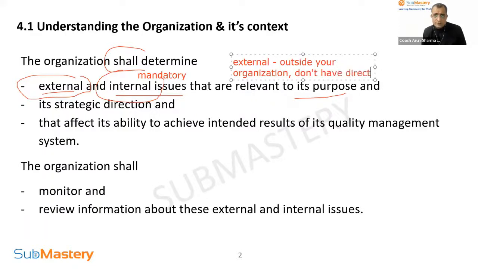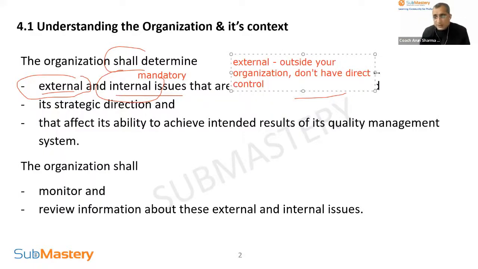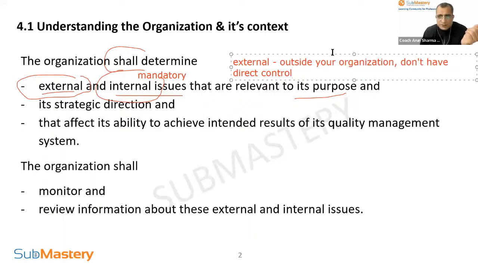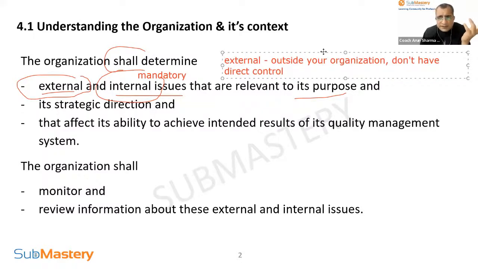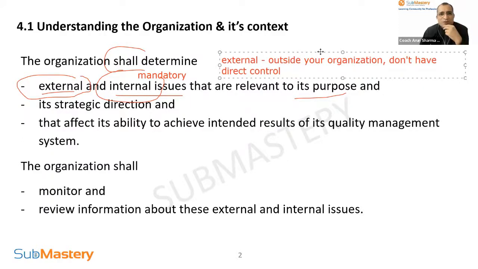Like, for example, war. You are in India, or in a particular nation, and you may not have direct control over a war. Let's say there's a war between Russia and Ukraine, and you might not have direct control over that, right? Or which party might win the election. You may not have direct control, although you can influence to a certain extent, but you don't have direct control on the outcome, right? Or environmental regulation, changes in the environmental regulation.